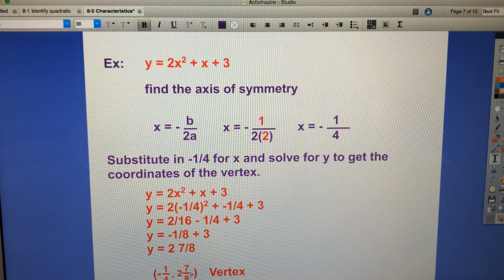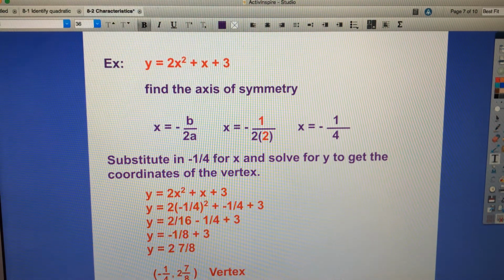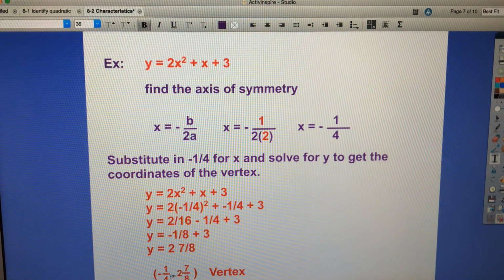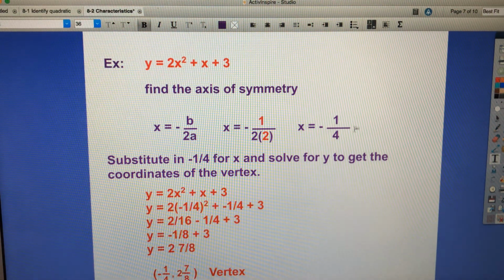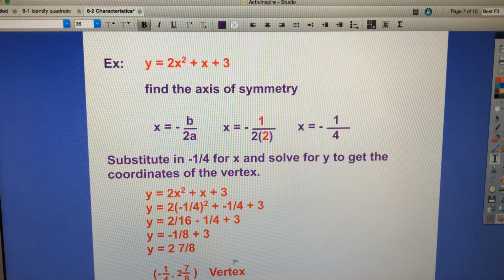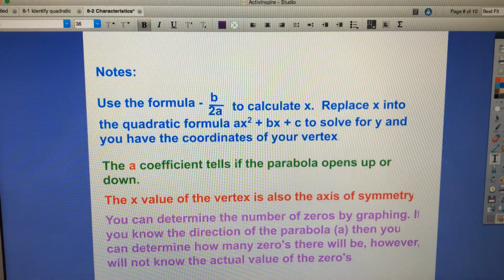Remember, this software doesn't allow me to do fractions easily, so I'm sorry that sometimes I don't use a fraction bar. My coordinates: negative 1/4, because right here we know x equals negative 1/4, and my y value is the one I had to calculate, 2 7/8.